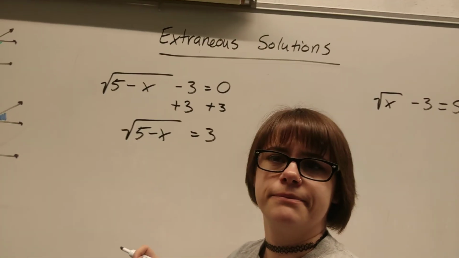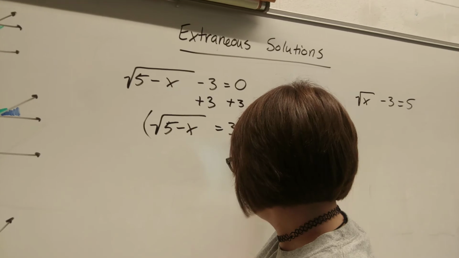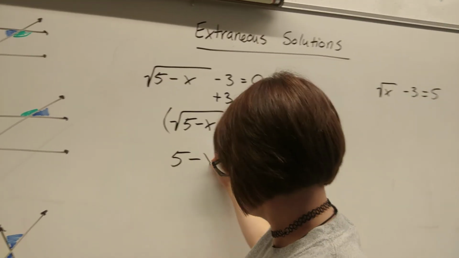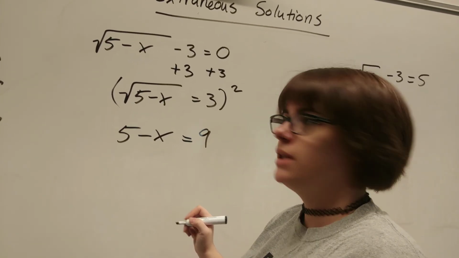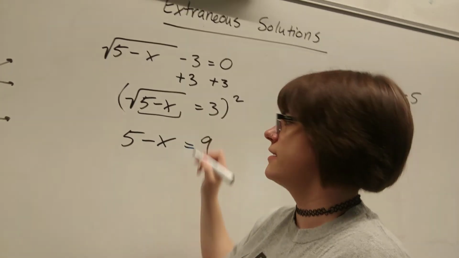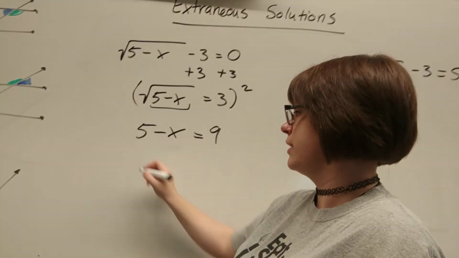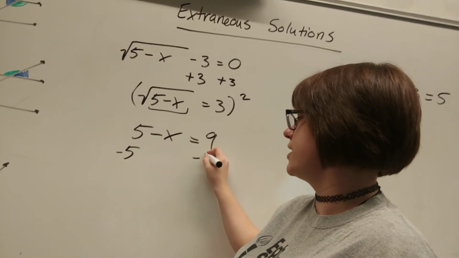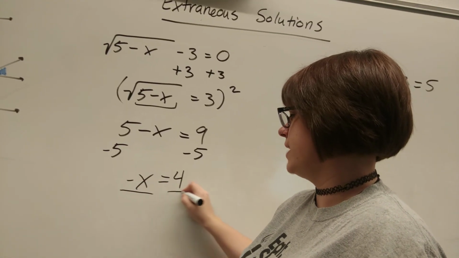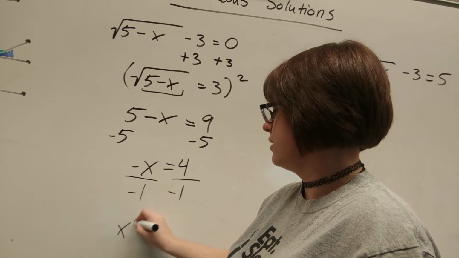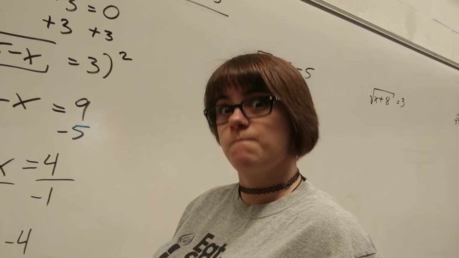What's the opposite of square rooting? Squaring. So in order to get rid of this radical, I'm going to square all the things. Square everything? Yeah, but that just drops out the stuff inside of the radicand. The radicand is not touched. And then I can subtract 5 on each side, and then divide by -1. And x equals -4, I think.